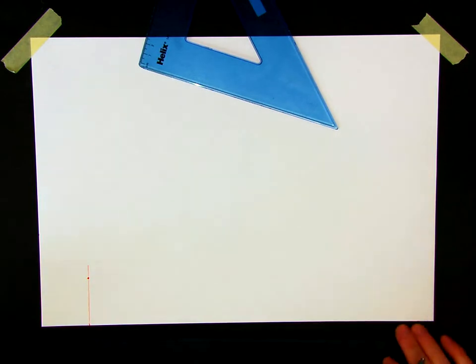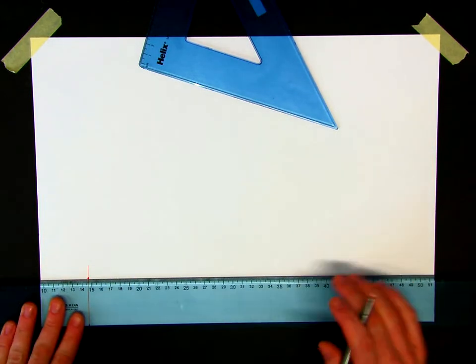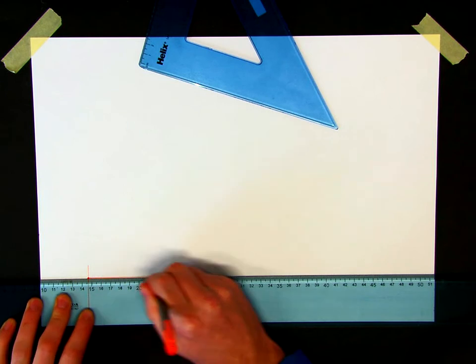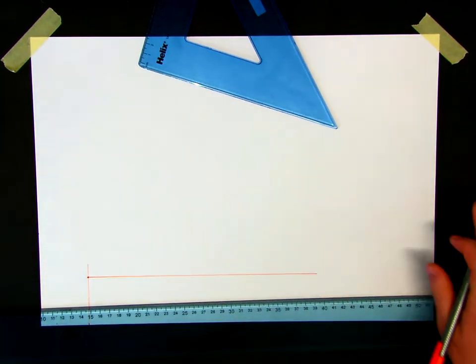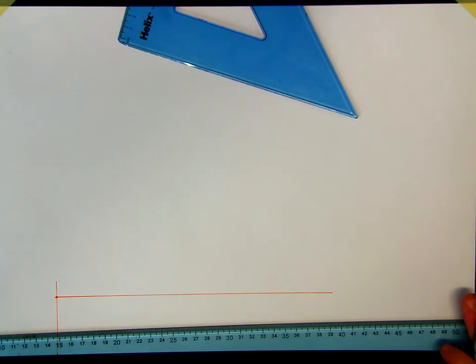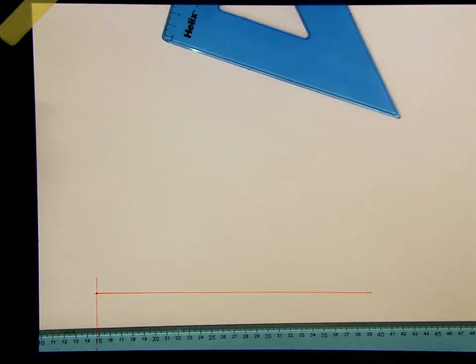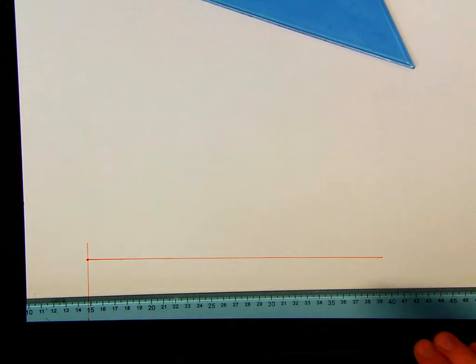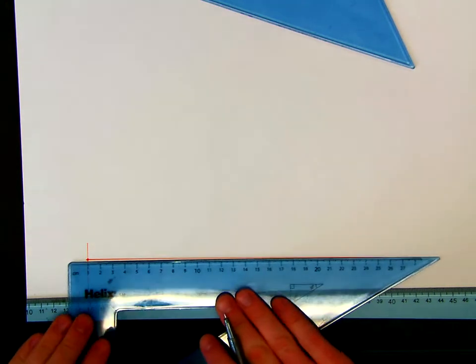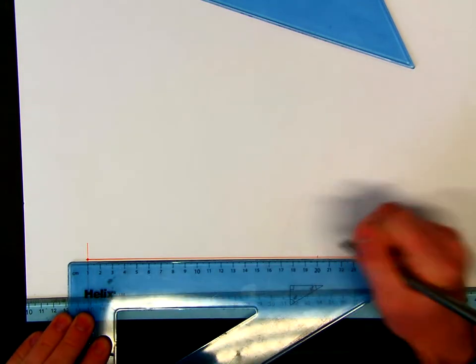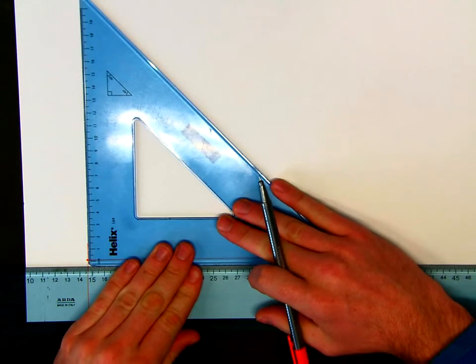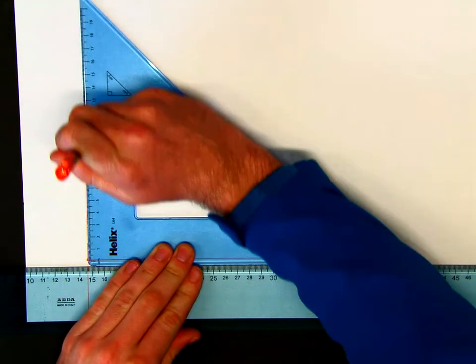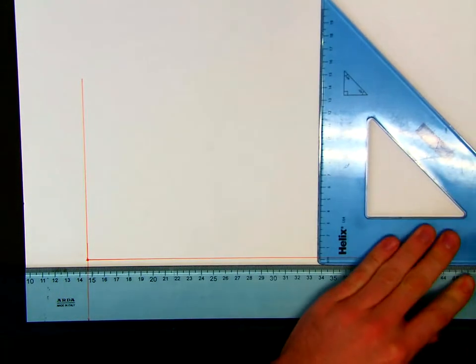So as we said, we have a horizontal line going across the page. And on that horizontal line, I'm going to measure over 190 millimeters. So over 190. And lightly, I'm going to draw two vertical lines going up. So 1 and 2.